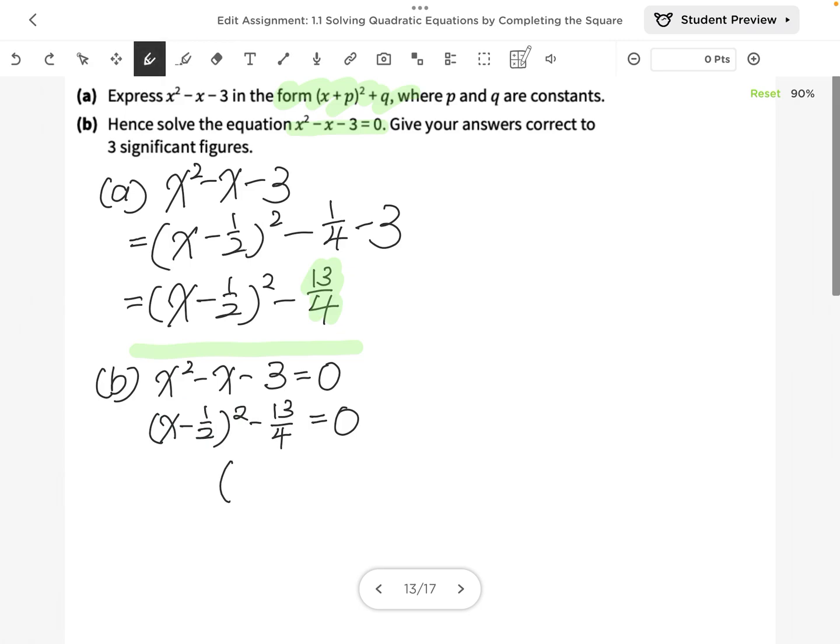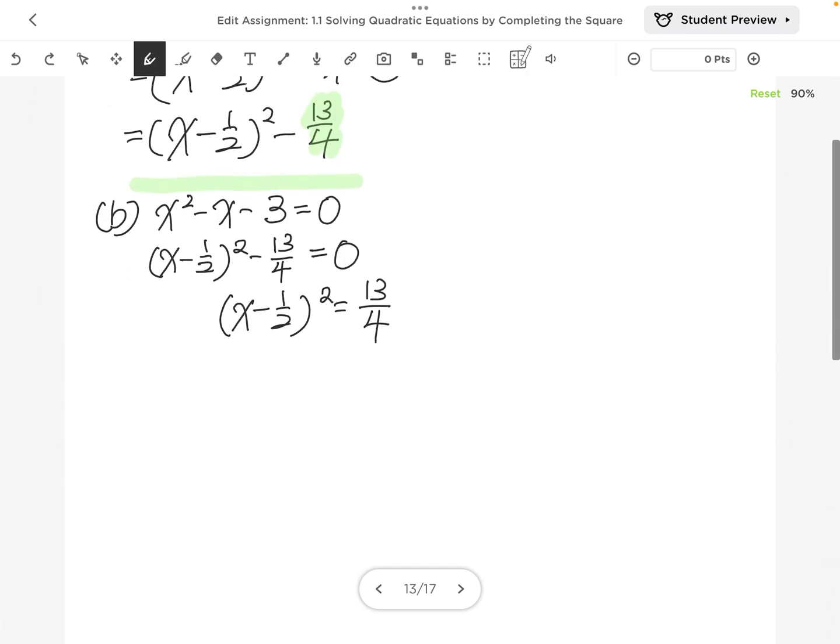What we should do instead when we have the completed square form is to add 13 over 4 on both sides of the equation. Now, okay, 13 over 4, when you square root, it doesn't come out to be a nice number. It's not an integer value. So what I can do here is this. I can say that when I square root both sides of my equation, x minus half is positive square root of 13 over 4, or x minus half is equal to negative square root of 13 over 4.